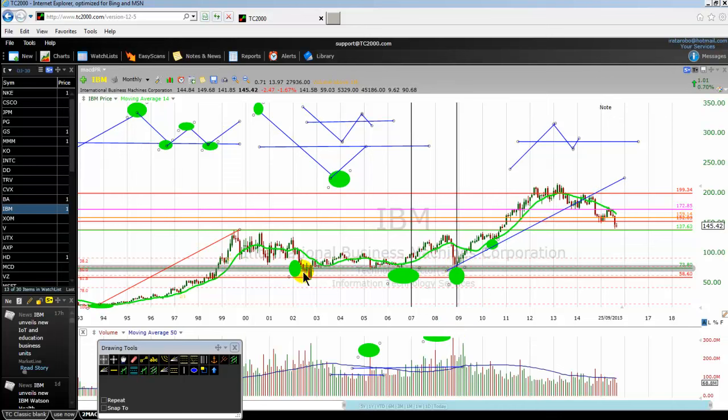And not only that, we have a double bottom or multiple bottom at a 50% Fibonacci retracement level. Does that make sense to you, my friend? Okay, all right, great stuff.